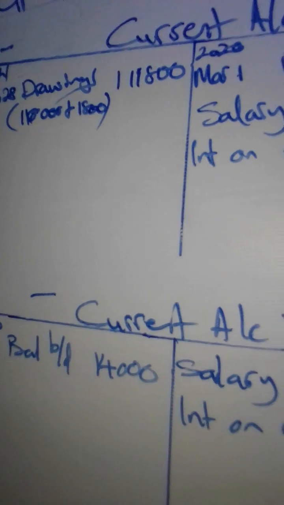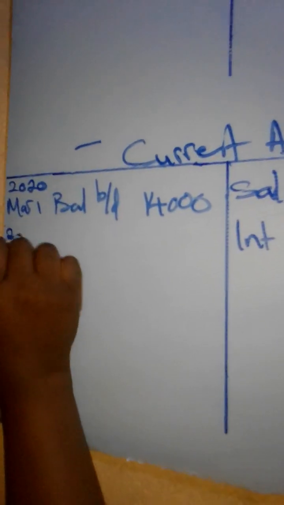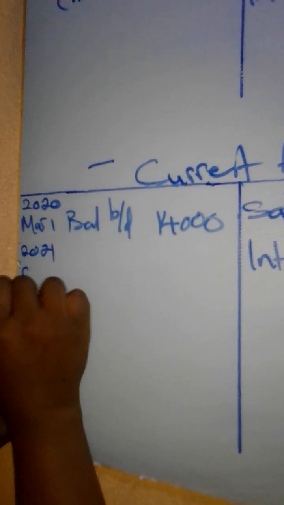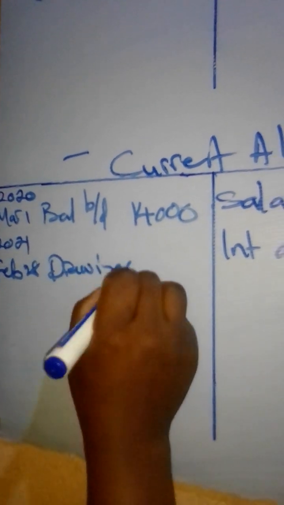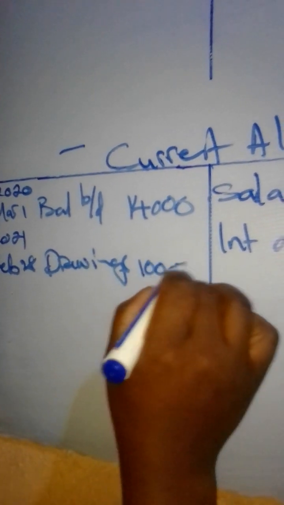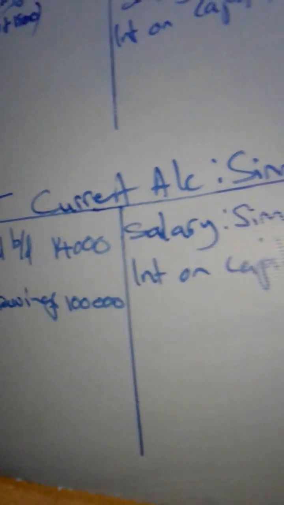Let's look at the drawings again for Simon. For Simon, the amount that is given there is 100,000. I don't see any other adjustment which is there. So we are simply going to indicate that 2021 is February 28, and then it's drawings. And then the drawings are 100,000. Okay, what else are we supposed to record?